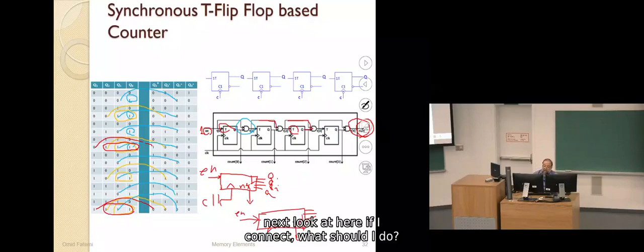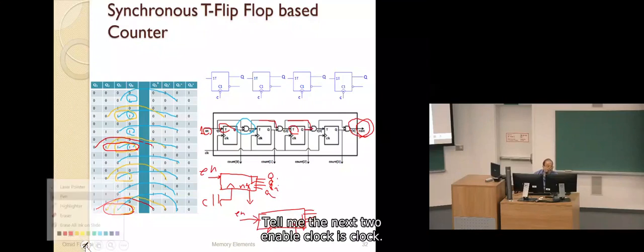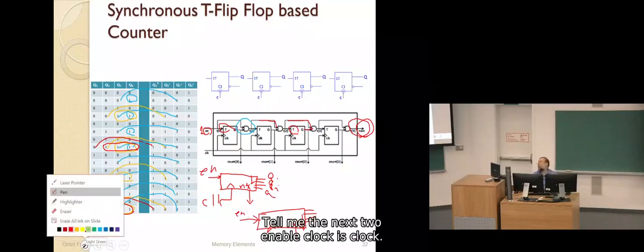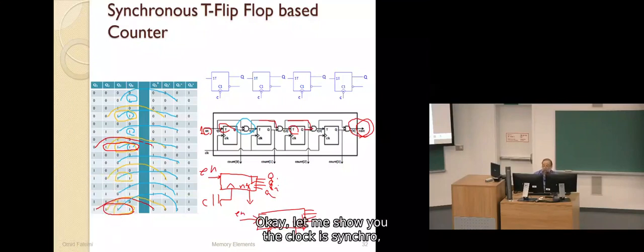So look at here. What should I do? How to cascade these two? Tell me. The next to enable. Clock is clock. Okay, let me show you. The clock is synchronous. So we should connect next to enable. And all of the clocks are connected to our clock. We have 1 clock for all of them. And this is the synchronous design.